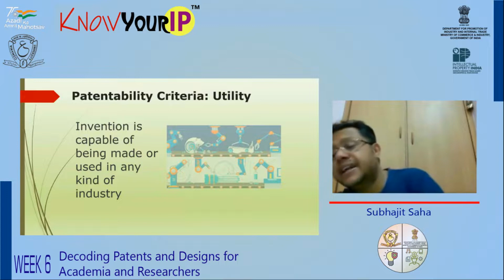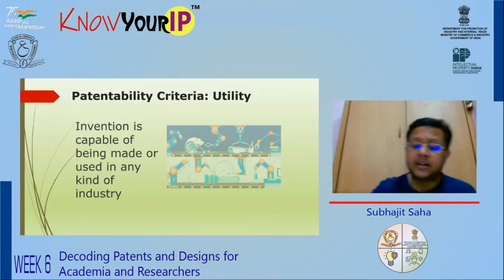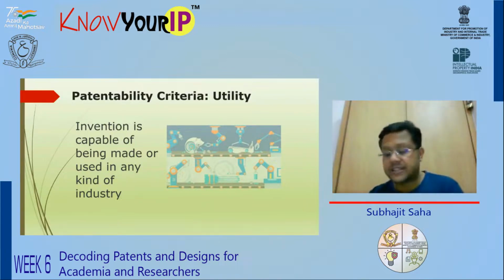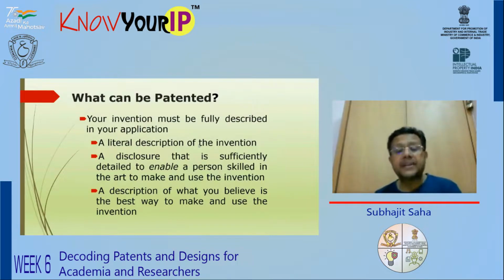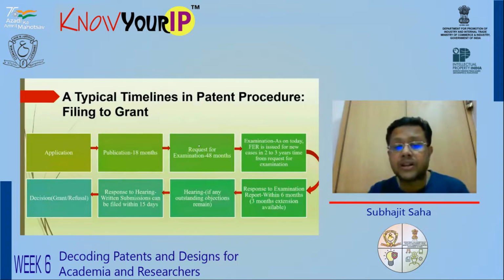Just mere adding a lawn mower which is there and removing the front wheel of the cycle will not merely give you a patent. So a patent should be fully described, whatever it is, and then this is what the timelines are.